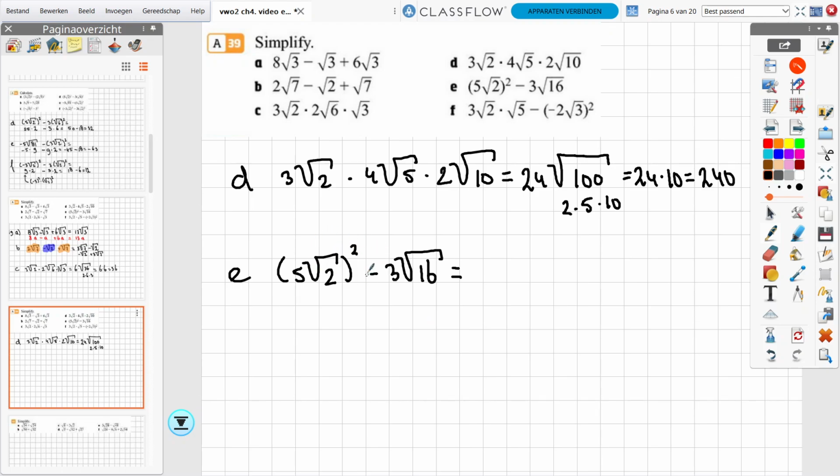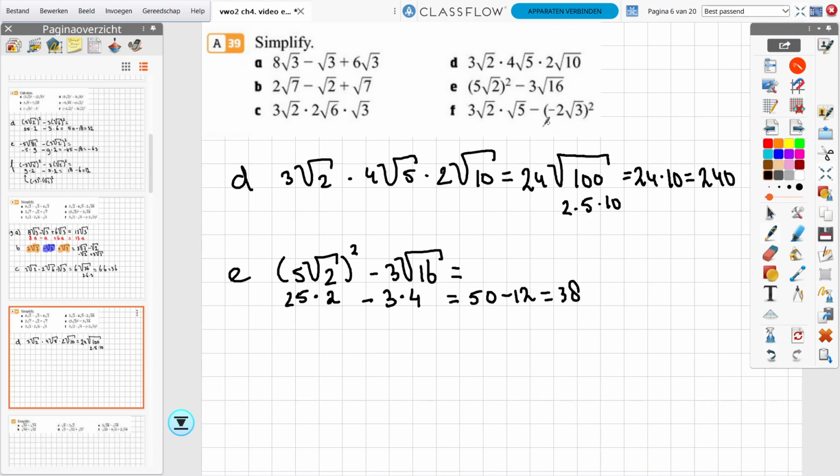This is a product, sorry, a power of a product. So if you watch the video of theory A or you're practiced enough, you know that you have to square both the things inside the brackets. So 5 squared and root 2 squared. 5 squared is 25. Times root 2 squared, the root and the square cancel each other out, so it's 2. Minus 3, and root 16 is just 4, right? You can calculate that, which means this is the same as 50 minus 12, also known as 38.